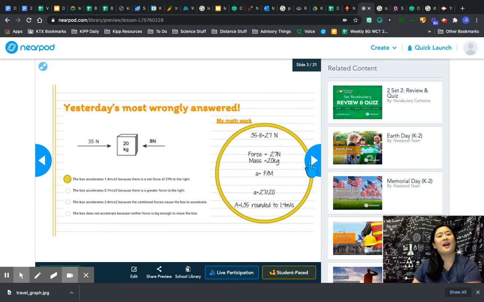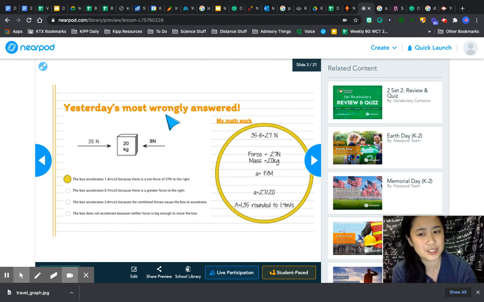Next, I was taking a look at your exit ticket from yesterday, and very few of you completed yesterday's assignment. Okay, you guys need to let me know if there's anything wrong so I can fix these things. But looking at those that answered it, this was the most wrongly answered question. Basically, you were given this picture and asked, what is the acceleration? When you're given multiple forces, you need to figure out that one net force. And we're going to get into detail today in our lesson.